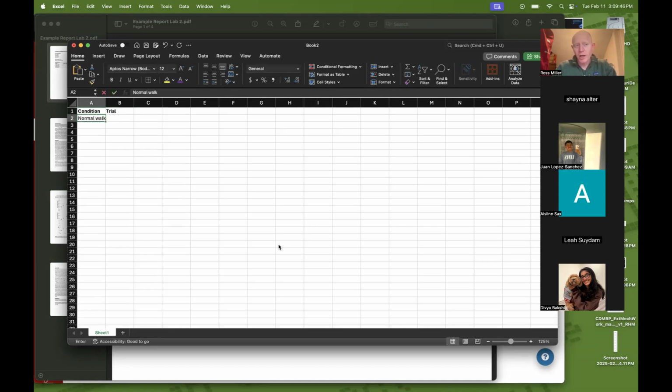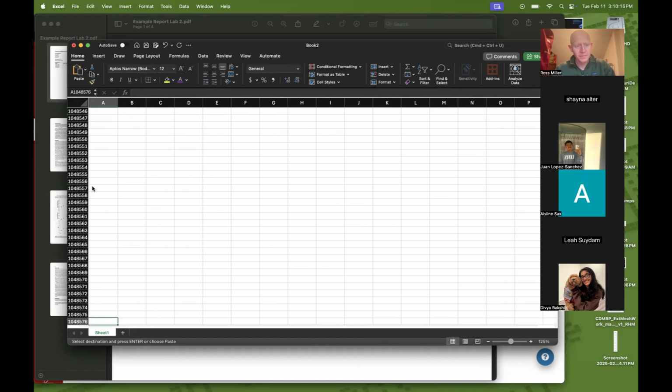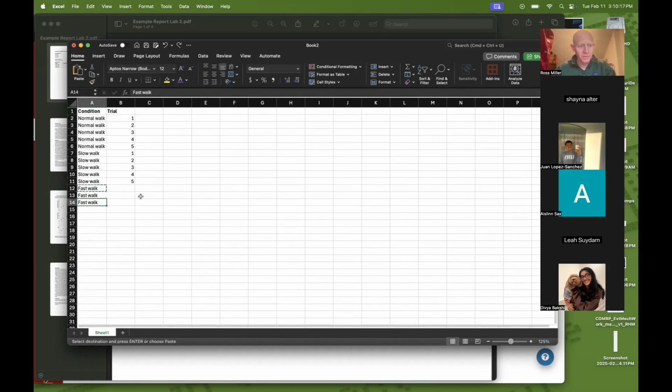We did a normal walk, and we did that five times. So I'll copy paste that five times. And then we did five trials in there. Okay. Then I also did what I'll call the slow walk. And we did that three, four, five times. And then I'll copy paste that. We did a fast walk. One, two, three, four, five. And I did that five times.